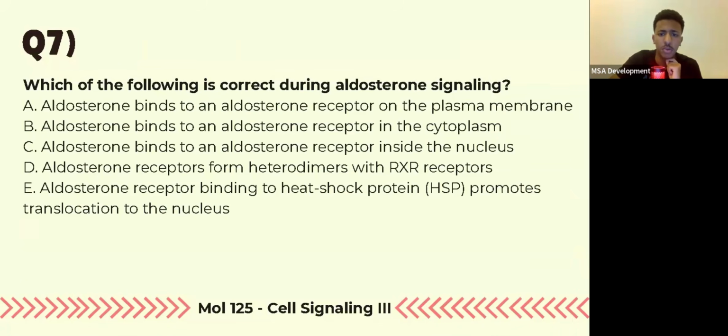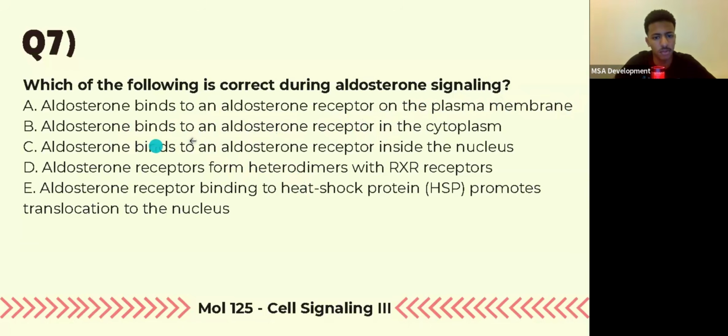Question 7. Which of the following is correct during aldosterone signaling? You should know the answer for this because we explained it already. Aldosterone binds to an aldosterone receptor on the plasma membrane. Incorrect. Aldosterone is type 1, so it's going to bind in the cytoplasm. This kind of gave the answer. Aldosterone binds to an aldosterone receptor in the cytoplasm, so option B is correct.